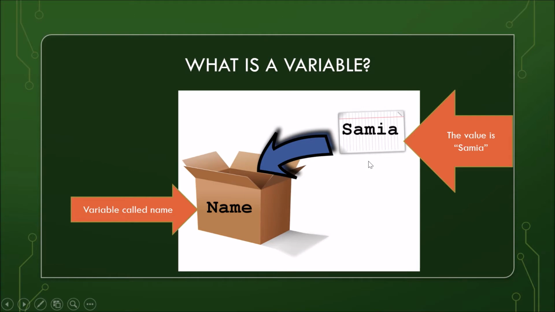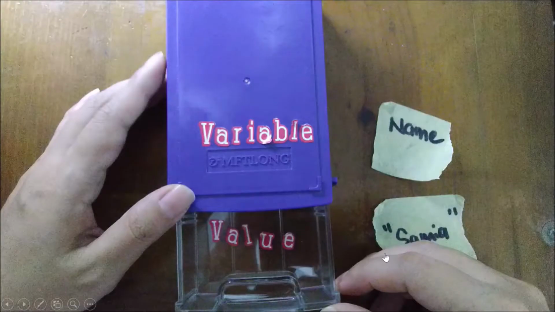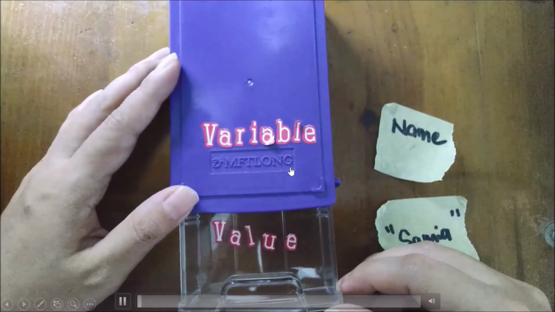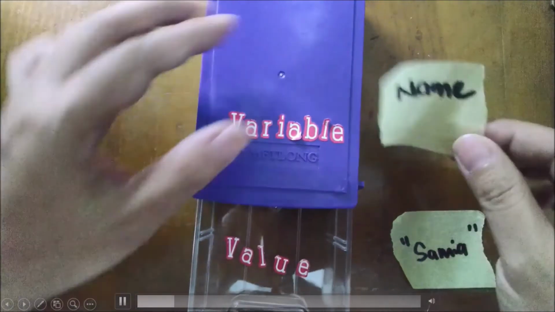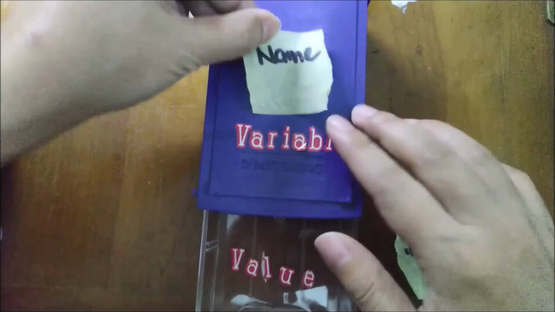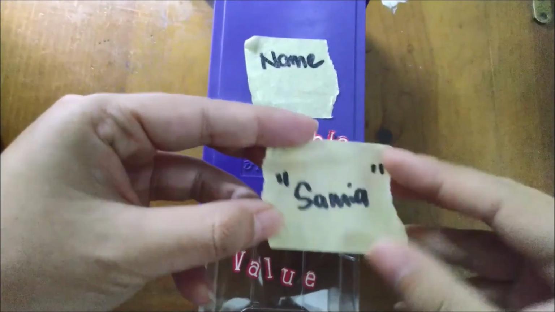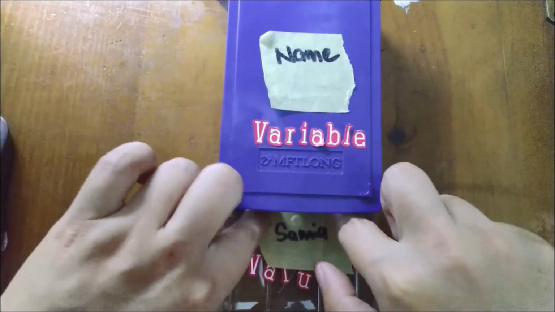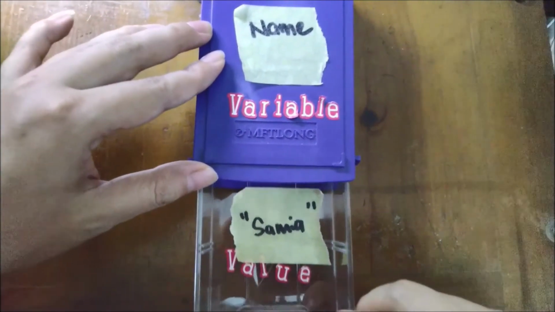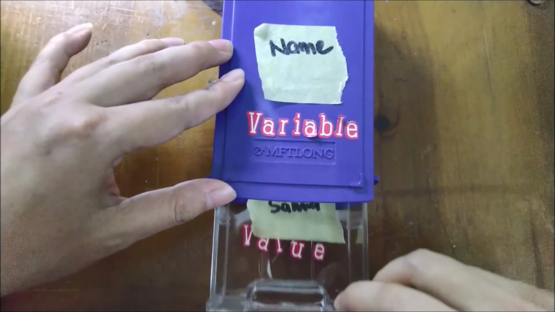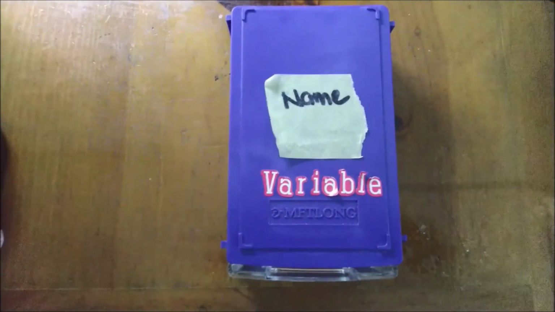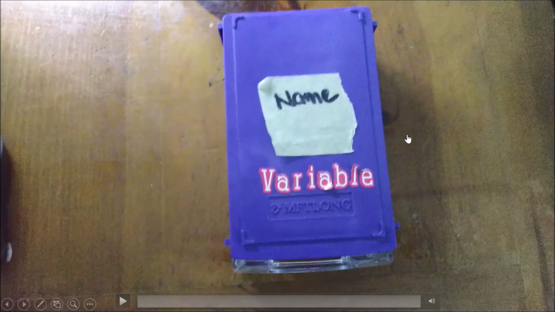To help you visualize it a little better, this is the variable called name, which holds the value Samia. Imagine this blue box. This blue box is a variable, and now I'm going to name the variable name, and inside this variable called name is the word Samia. So the variable name holds the value Samia. When we talk about variables, it helps if you can envision a box at the back of your head, and the value is placed inside the box.